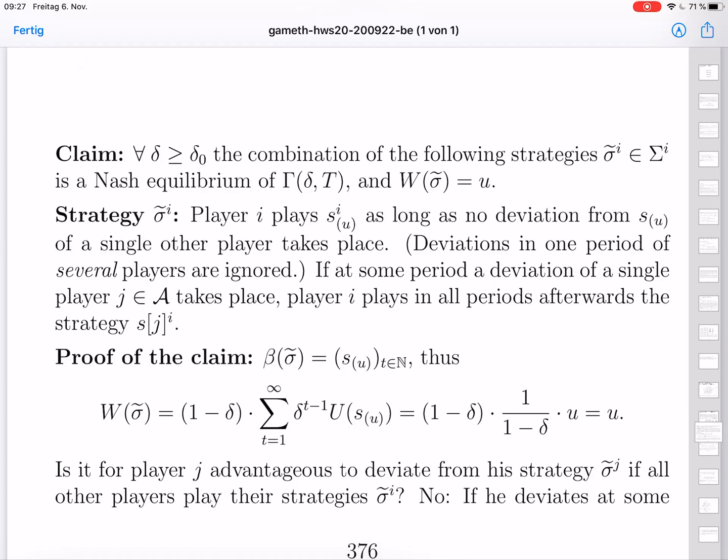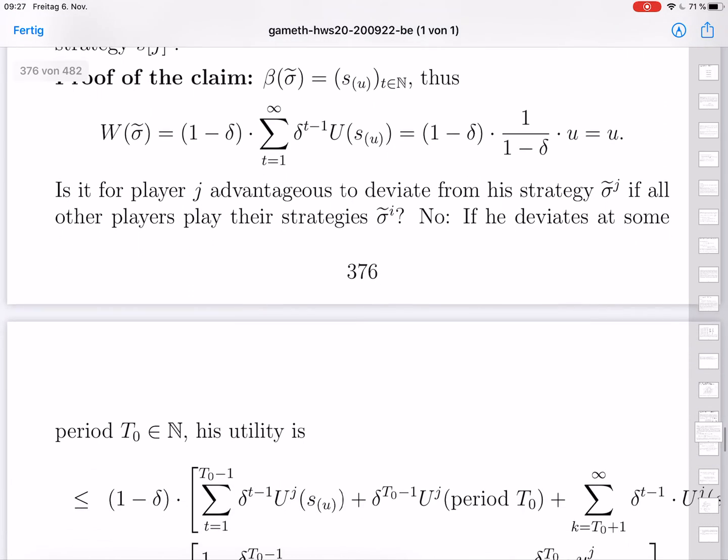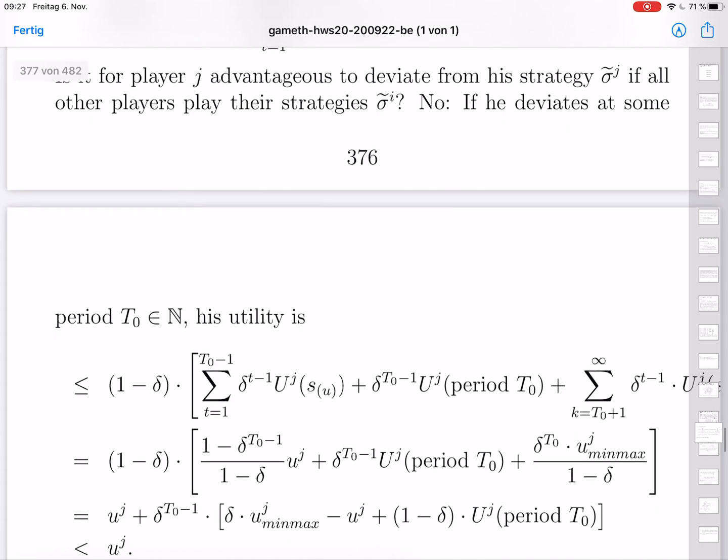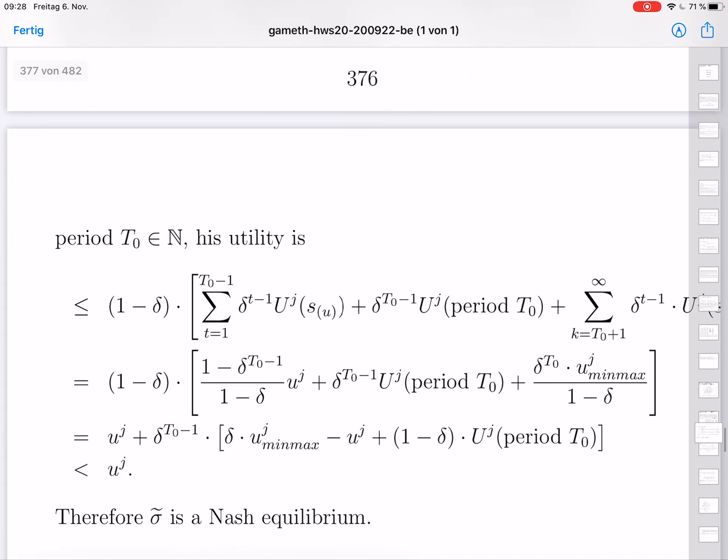So now, of course the more serious point is to see why this is a Nash equilibrium. Is it advantageous for player J to deviate from his strategy sigma tilde J if all other players play their strategy sigma tilde I? And that's the crucial point. No, I claim no, it's not. If he deviates at some period T0, then his utility can be estimated as follows.